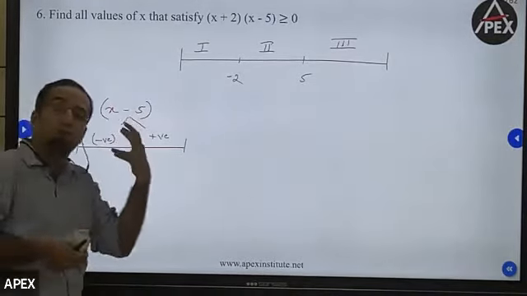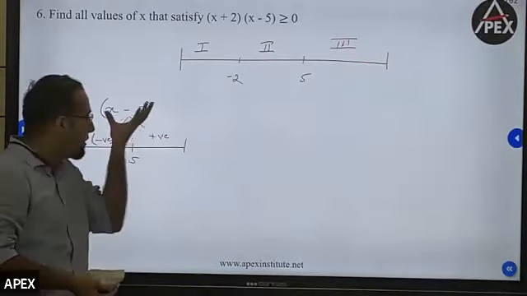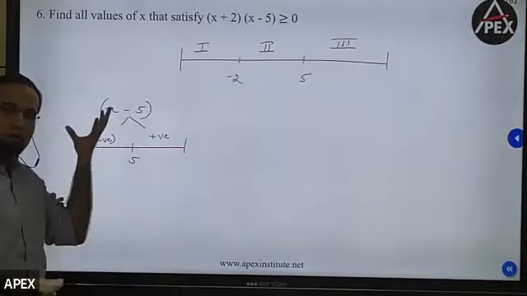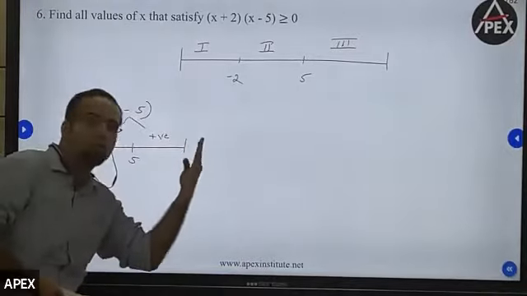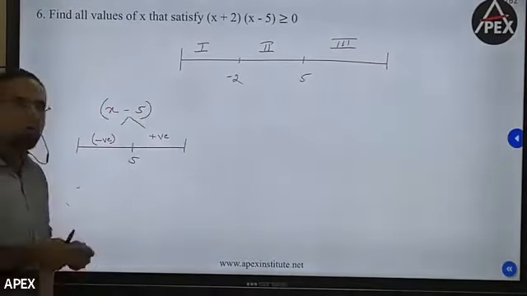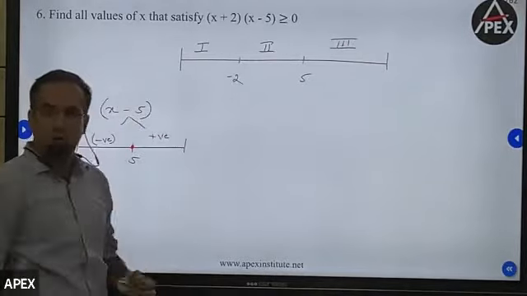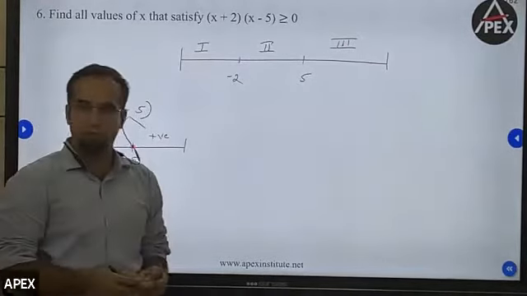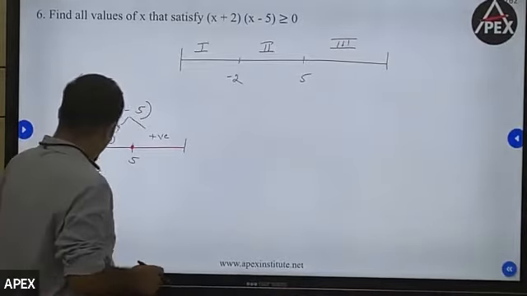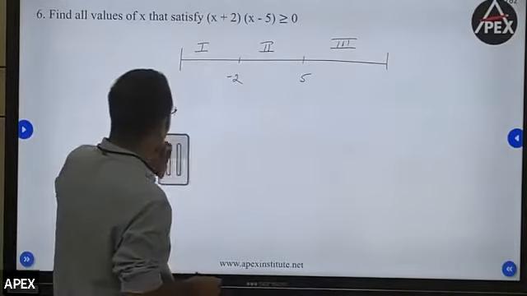0 minus 5 is also minus 5. So remember always, to the left of the zero, this becomes negative. To the right of the zero, this will become positive. It will become exactly equal to 0 when x is equal to 5. Is this point clear with all of us? Now, this is the basic that I'll be using to calculate this.